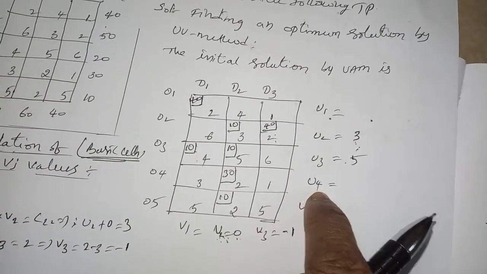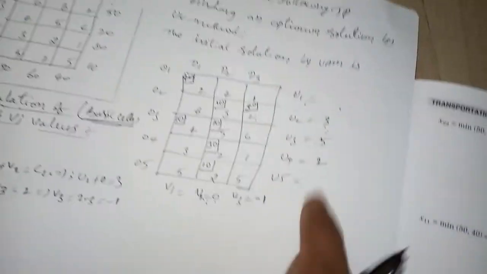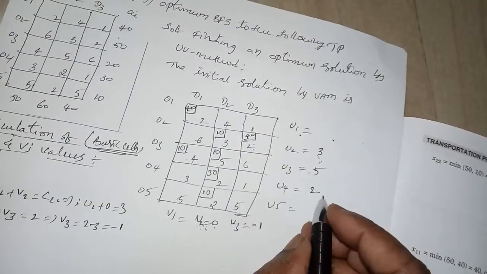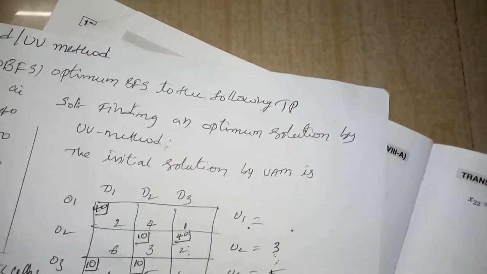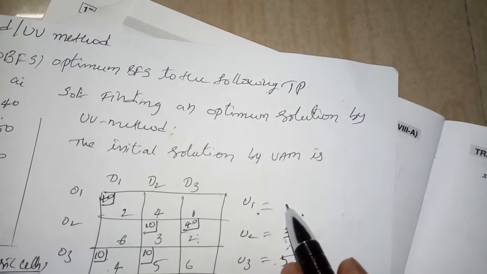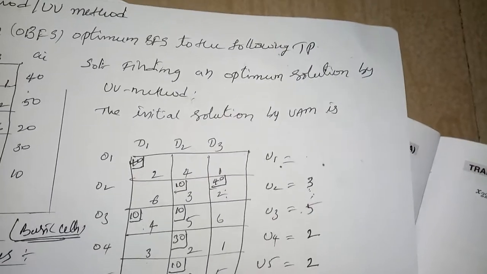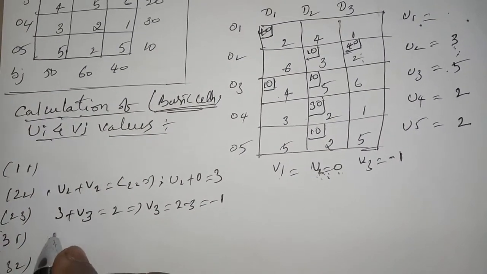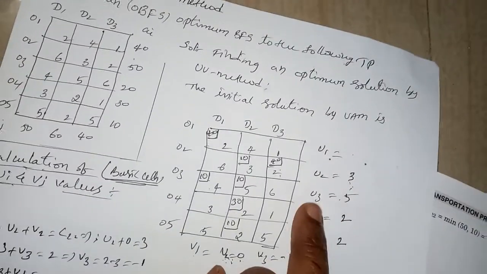Then U4 we don't know, U4 plus 0 equals 2. So 2. Then U5 plus 0 equals 2. Now you know U2, U3, U4, U5, and you have to find U1 and V1. For U1 and V1, you know the U3 value, a basic cell, so you can find U1, and with the help of this you can also find V1.